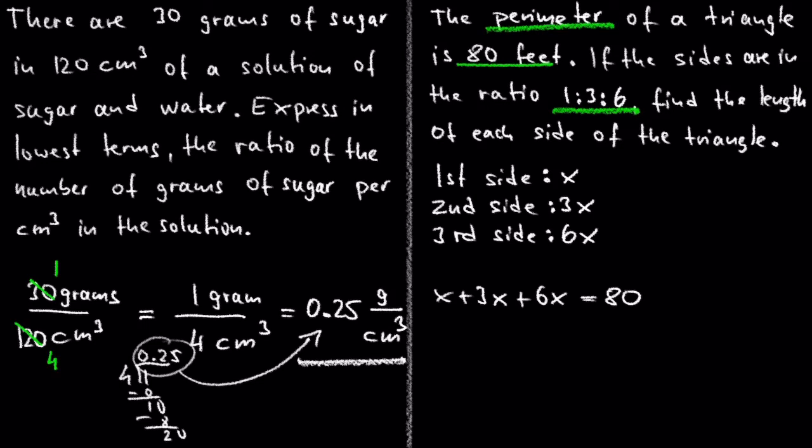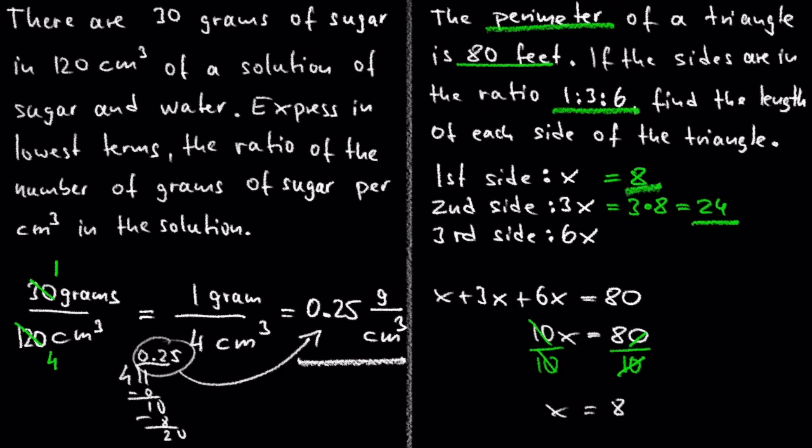x plus 3x plus 6x is 10x. And after dividing by 10 on both sides, we get x equals 8. So when the first side is 8, then the second side is 3 times 8, which is 24. And the third side is 6 times 8, which is then 48.